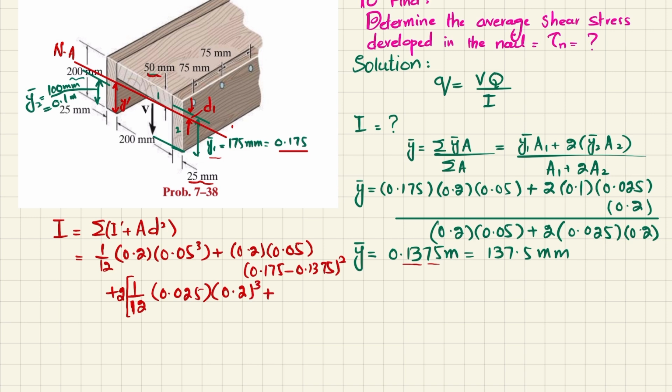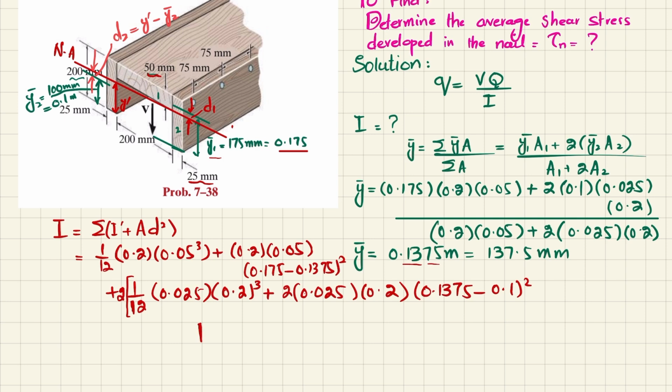plus A D square. So area is 2 times 0.025 into 0.2, and what will be its d2? So d2 is actually 0. This distance is your d2, which is equal to y dash minus y2 dash. So I will write it as y dash is 0.1375 minus y2 dash is 0.1 whole square.